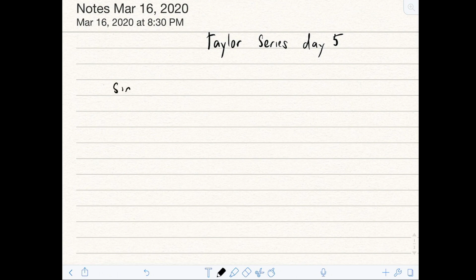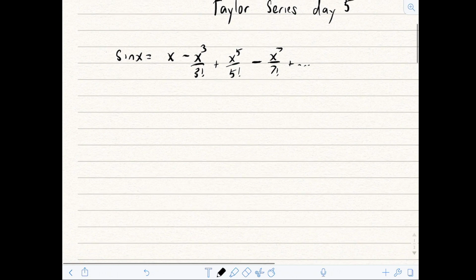So the first one I'm going to start off with is sine of x is going to be equal to x minus x to the third over 3 factorial plus x to the fifth over 5 factorial minus x to the seventh over 7 factorial, and so on and so forth. Now, this is what they actually had to do back in the day when we didn't have calculators and other things to calculate the values.